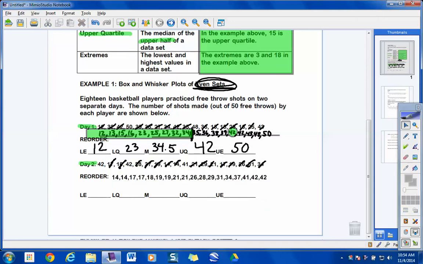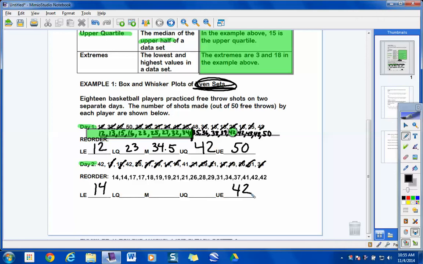Okay. So what'd you guys come up with for extremes here? So lower extreme is 14. How many had 14 on that? Okay. Then what's next? 42 is the upper extreme. Okay. Now, I talk an awful lot about even and odd sets. I say this is an even set simply because there's 18 different data in there.